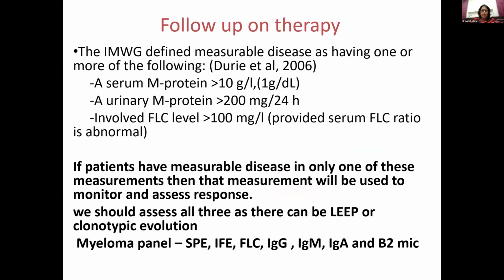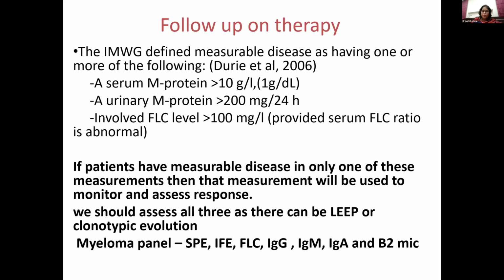I will just start with how to monitor after therapy. Dr. Deepika gave a beautiful talk on therapy. Whenever we follow up on therapy, the 2006 guidelines are what are used for monitoring in the beginning. So a serum M protein of more than 1 gram per deciliter can be monitored. A urinary M protein of more than 200 milligrams per 24 hours can be monitored. Or an involved free light chain of more than 100 milligrams per liter can be monitored.